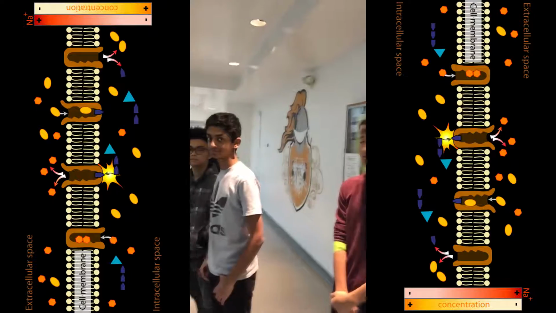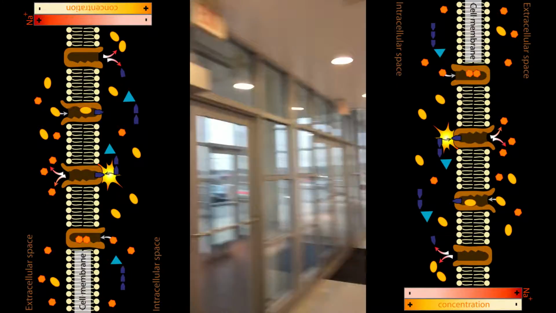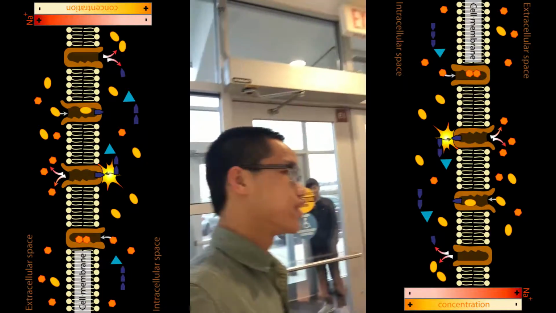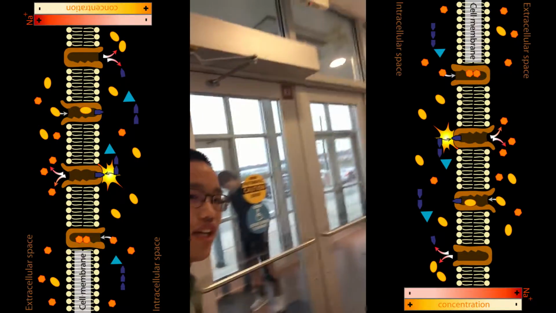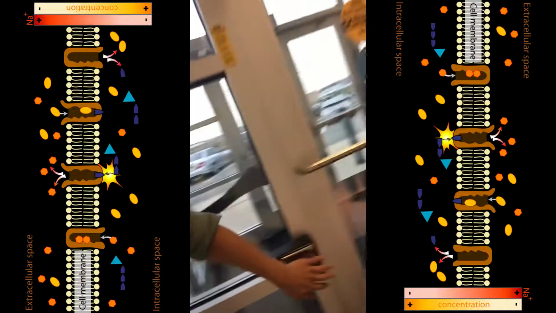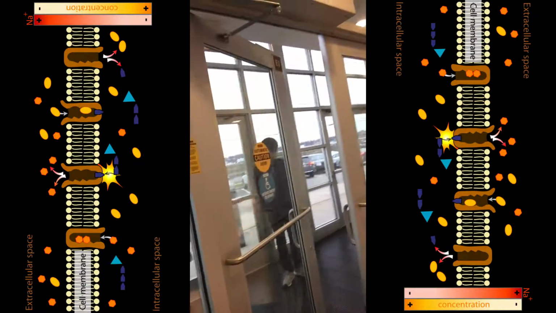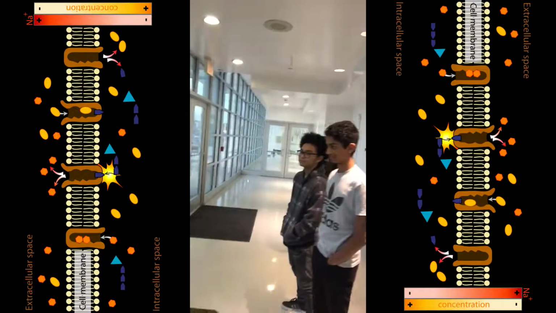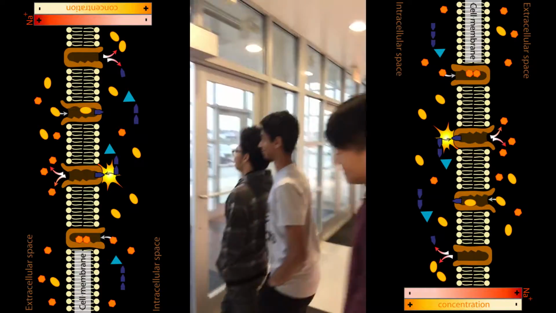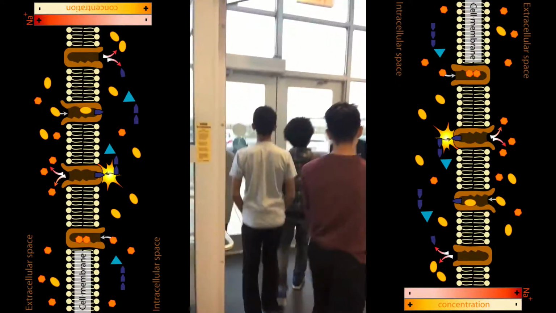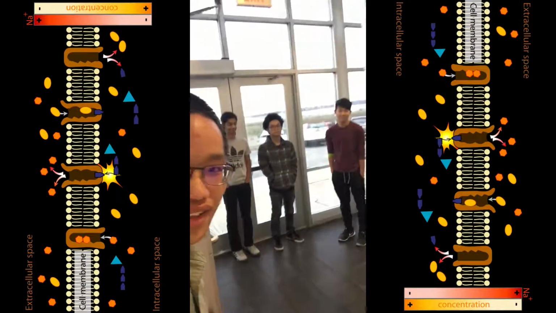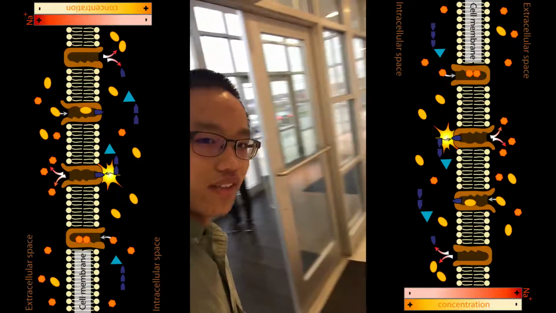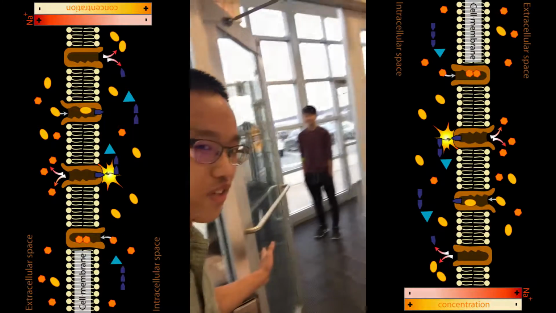So as sodium molecules, they are unable to get through this door because they have no hands and they can't push this open. So what I'm going to do is press this here and activate the pump, and then these three sodiums are going to walk out. And once these three sodiums leave, these two potassiums are going to come in. So as you can see, they came in. And now that they came in, the pump eventually transforms back to normal.